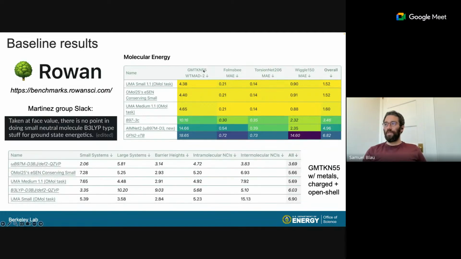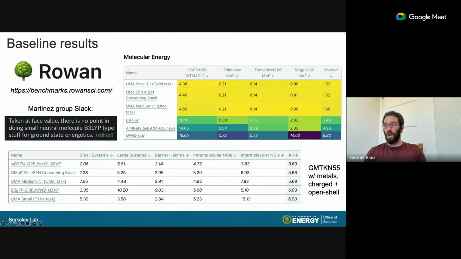This GMTKN55 set sounds like gobbledygook, but it is a benchmark set that people have used to parameterize density functionals now for quite some time. And this table is just neutral closed shell organics. That's the default setting on the Rowan webpage. But you can dig deeper into things, with metals and charge and open shell species. And now you can actually see that, in some cases, our MLIPs are already more accurate with respect to coupled cluster than extremely high levels of DFT.